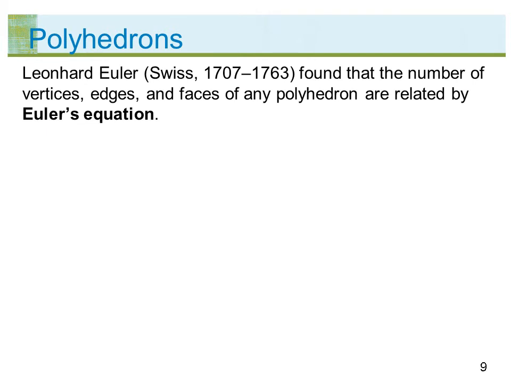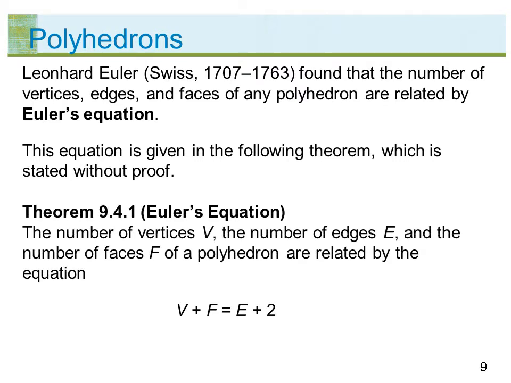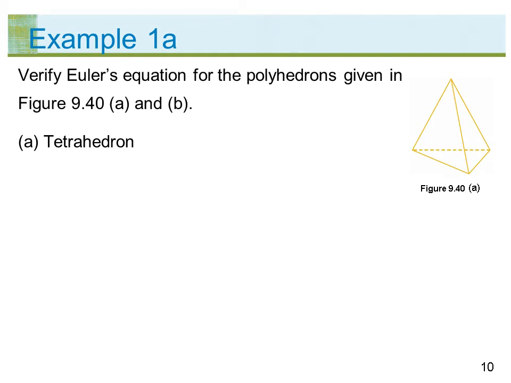Leonhard Euler, Swiss, 1707 to 1783, found that the number of vertices, edges, and faces of any polyhedron are related by Euler's equation. This equation is given in the following theorem, which is stated without proof. Theorem 9.4.1, Euler's equation. The number of vertices V, the number of edges E, and the number of faces F of a polyhedron are related by the equation V plus F equals E plus 2.